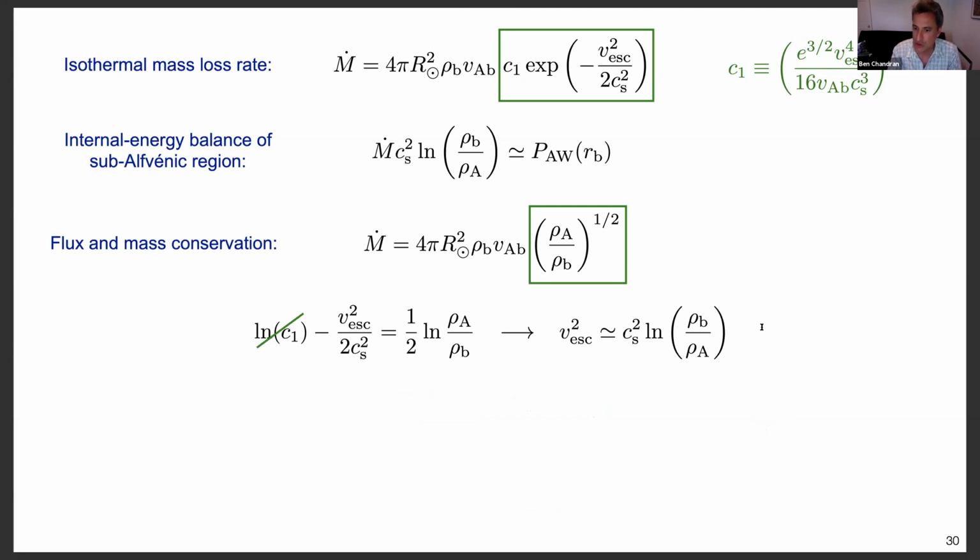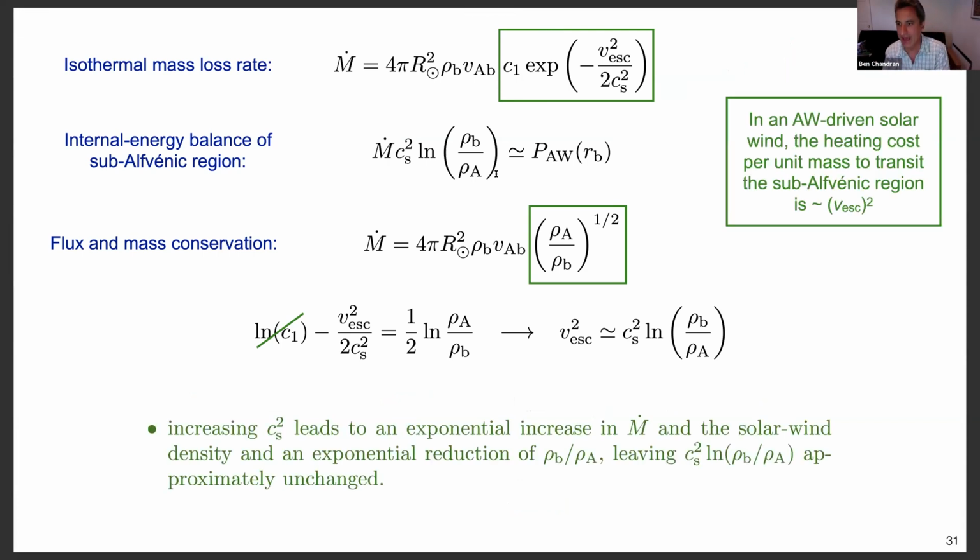Well, notice this nice quantity appearing on the right-hand side here. That's familiar. That's that heating cost per unit mass for plasma to transit the sub-Alfvénic region. So what we've learned is that in an Alfvén wave-driven solar wind, the heating cost per unit mass for plasma to transit this sub-Alfvénic region is just V escape squared. It's really astonishing that this combination of parameters is always given by V escape squared.